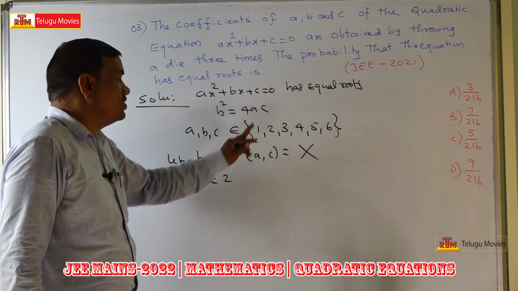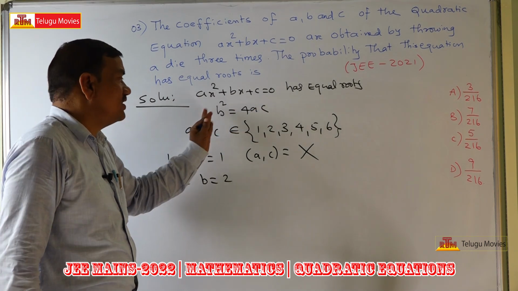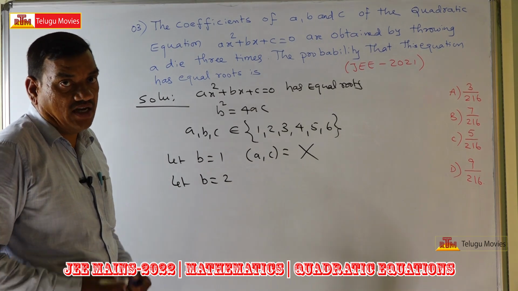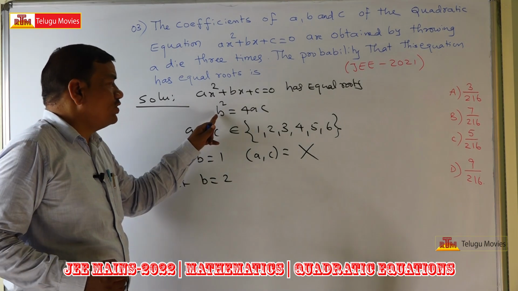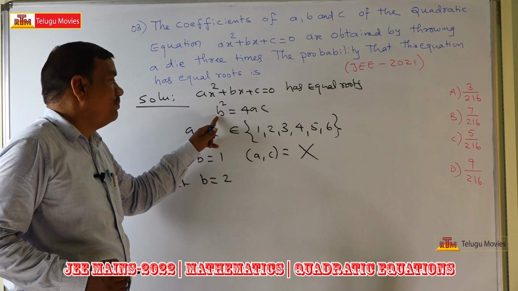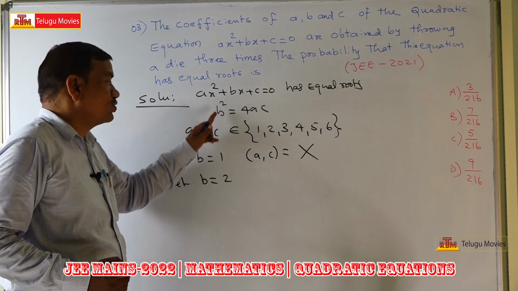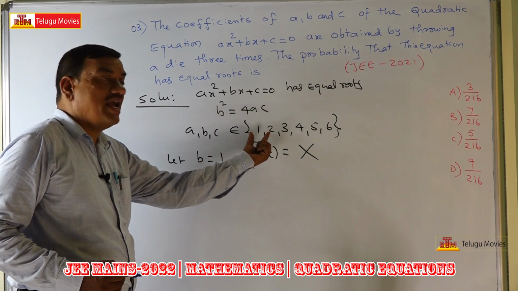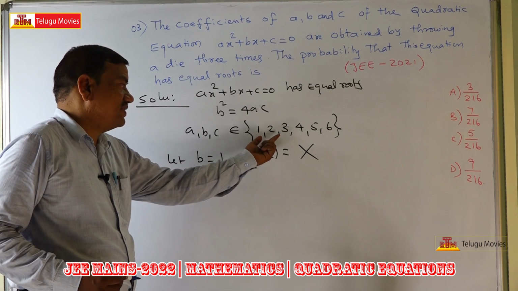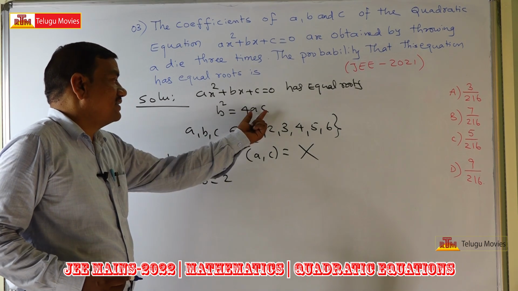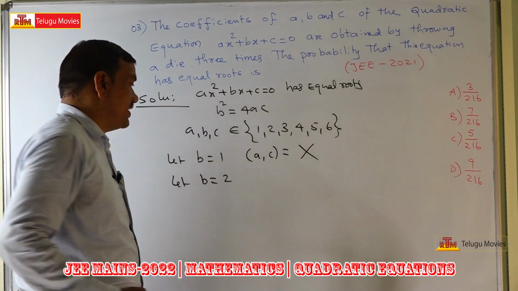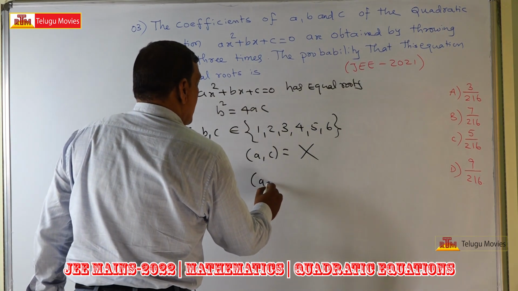What are the possible cases of a and c so that this equation is valid? When b is equal to 2, what is the left hand side? b square. That means 2 square, 4. So, you have to choose a and c values from this set such that the left hand side is equal to the right hand side. So, what are the a and c values?